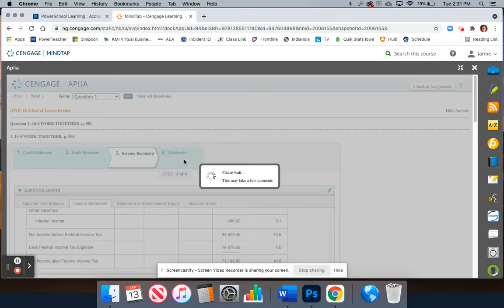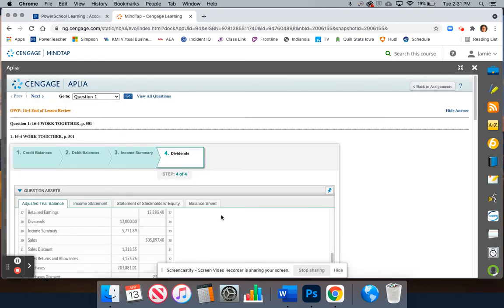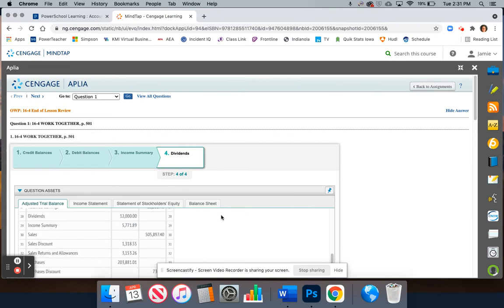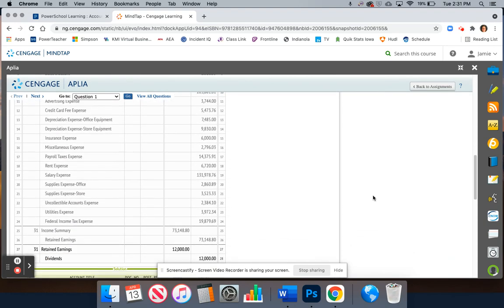Our final closing entry is to close out dividends. Dividends, we will find that balance in our adjusted trial balance, $12,000. It's a debit. So to close that out, we are going to credit dividends for $12,000 and debit retained earnings.